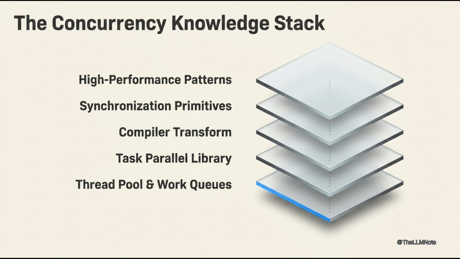Now, let's zoom in on the concurrency knowledge stack. Thread pool and work queues, the runtime's adaptive scheduling engine. Task Parallel Library, Task, Parallel.For, and PLINQ: CPU-bound parallelism tools. Async/await compiler transform, the state machine that drives resumption. Synchronization primitives: lock, Monitor, SemaphoreSlim, Interlocked for shared state. High-performance patterns: Channels, IAsyncEnumerable, BackgroundService for async pipelines.